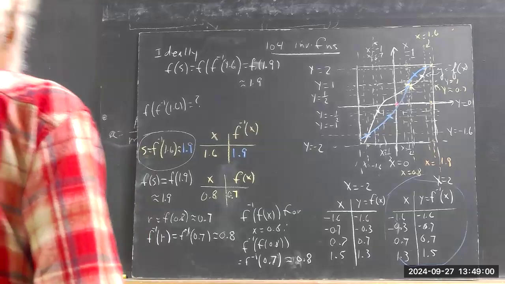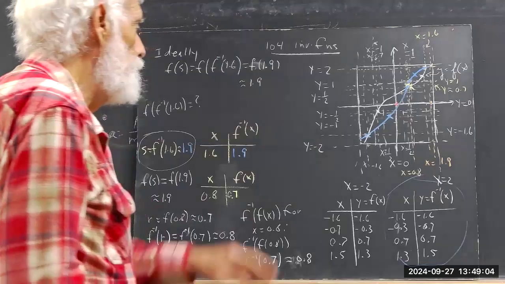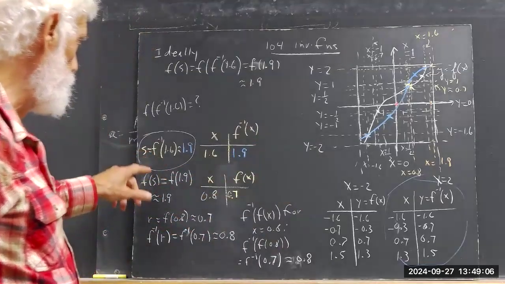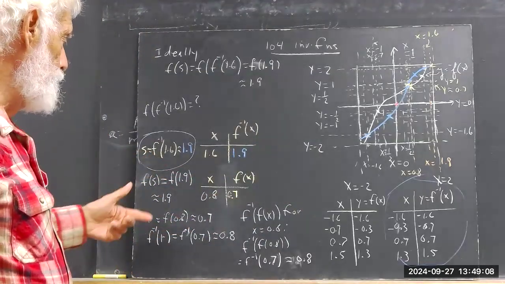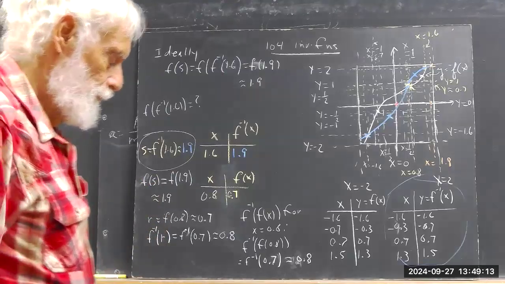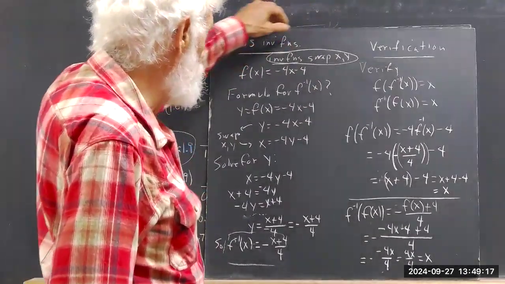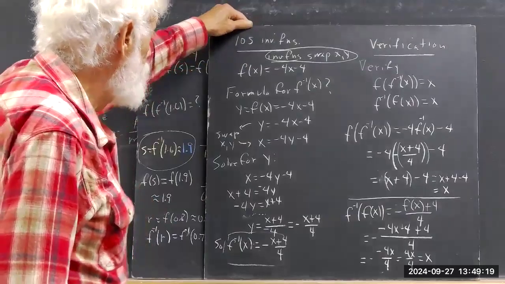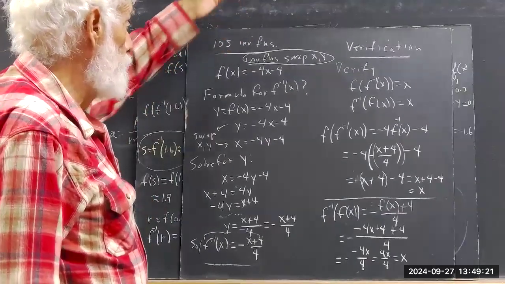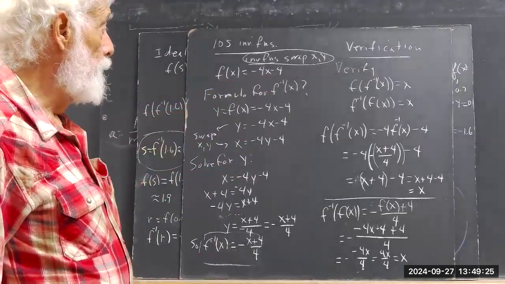Okay, number 105. It's actually a fairly simple problem, but you have to understand what this s thing and f and then this r thing mean. You can just follow the directions and that's okay. Just keep your wits about you and follow the directions. Okay, number 105 is just a simple function. You have f of x equals negative 4x minus 4.